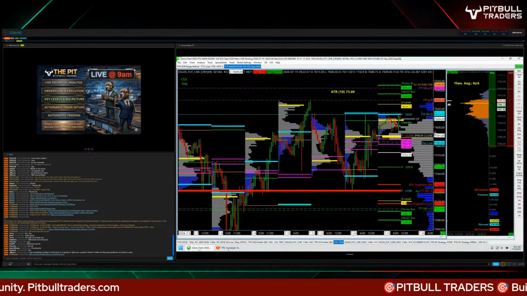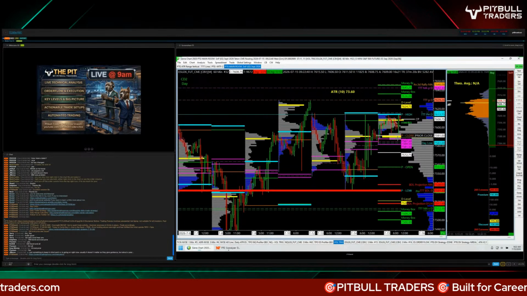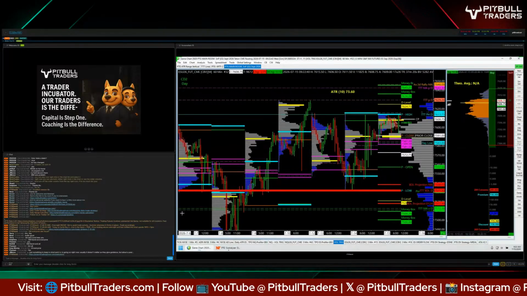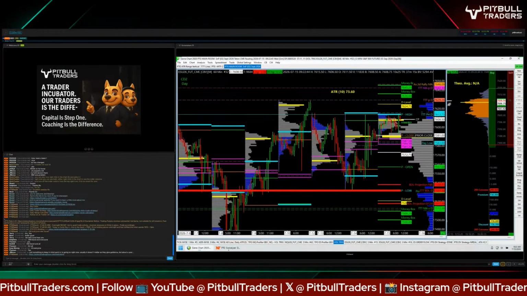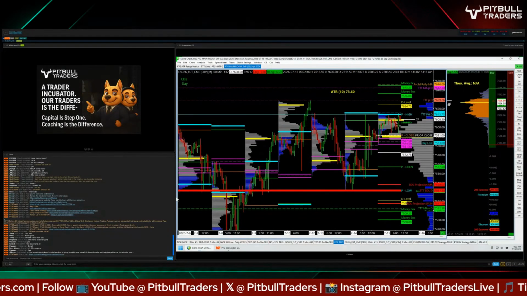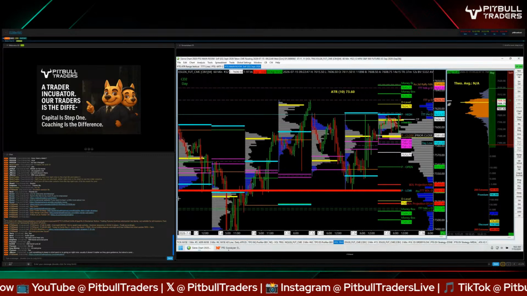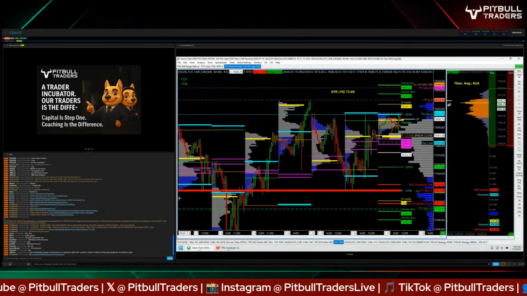But in terms of looking at the bigger picture, now we've seen over the past few days, yesterday's RTH session was an inside day. I mean, yesterday there was a lot of movement.